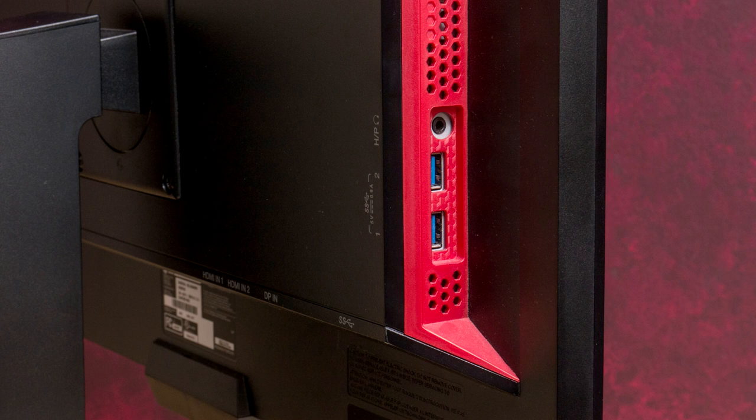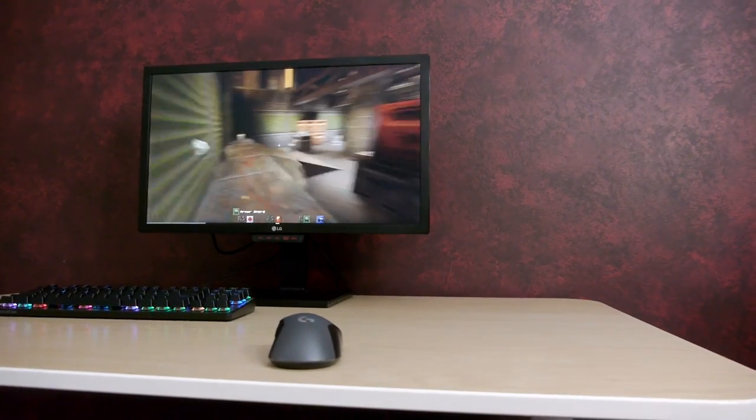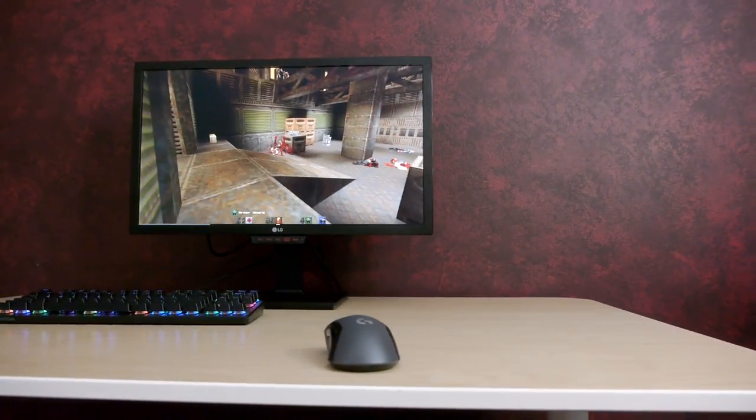The back of the screen has a 100mm VESA mount, two HDMI ports, one DisplayPort, a USB hub, and a headphone jack. But now onto one of the most important aspects. How does the screen actually look?